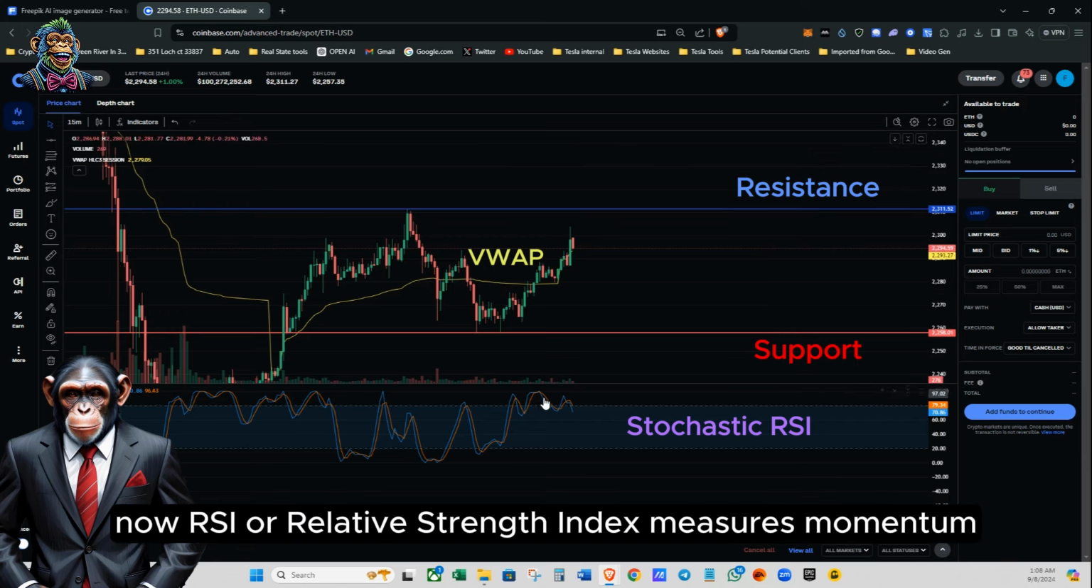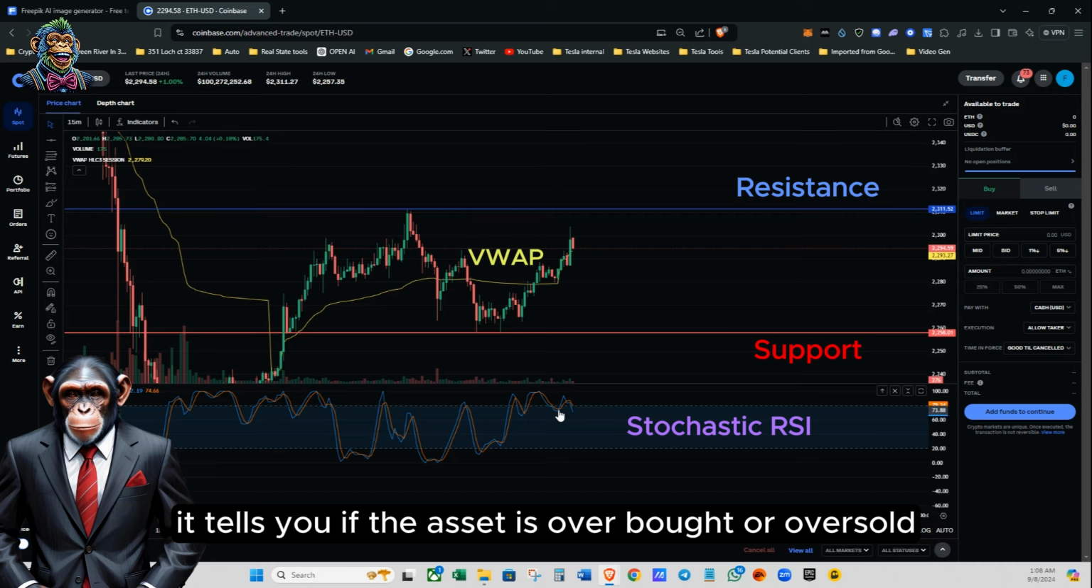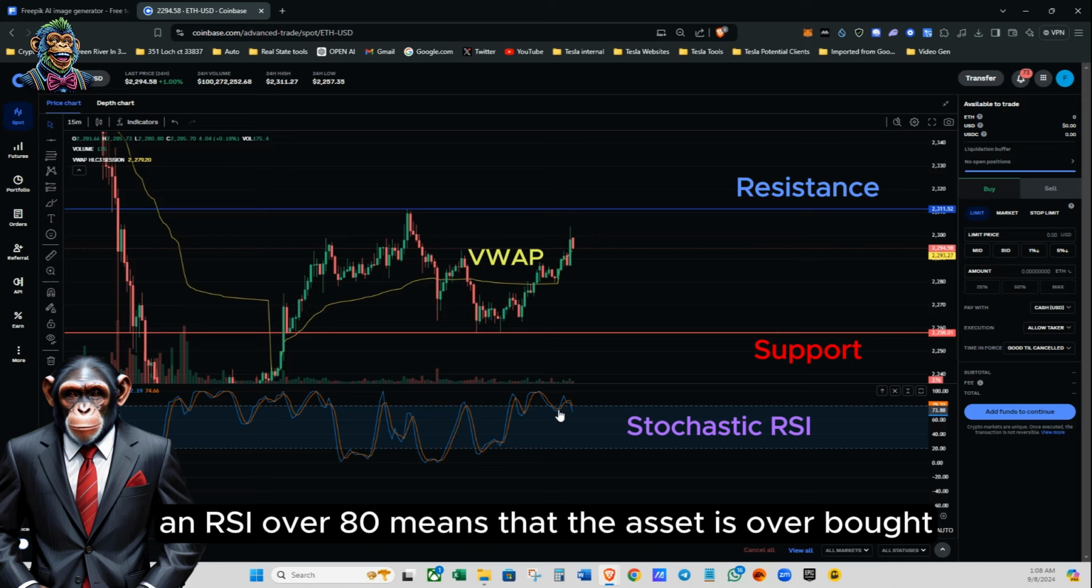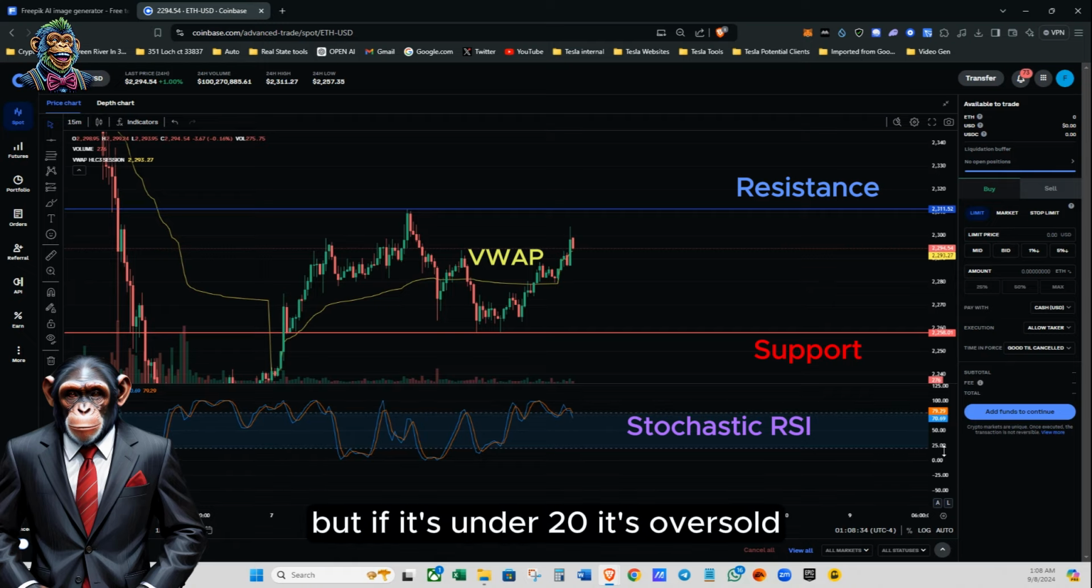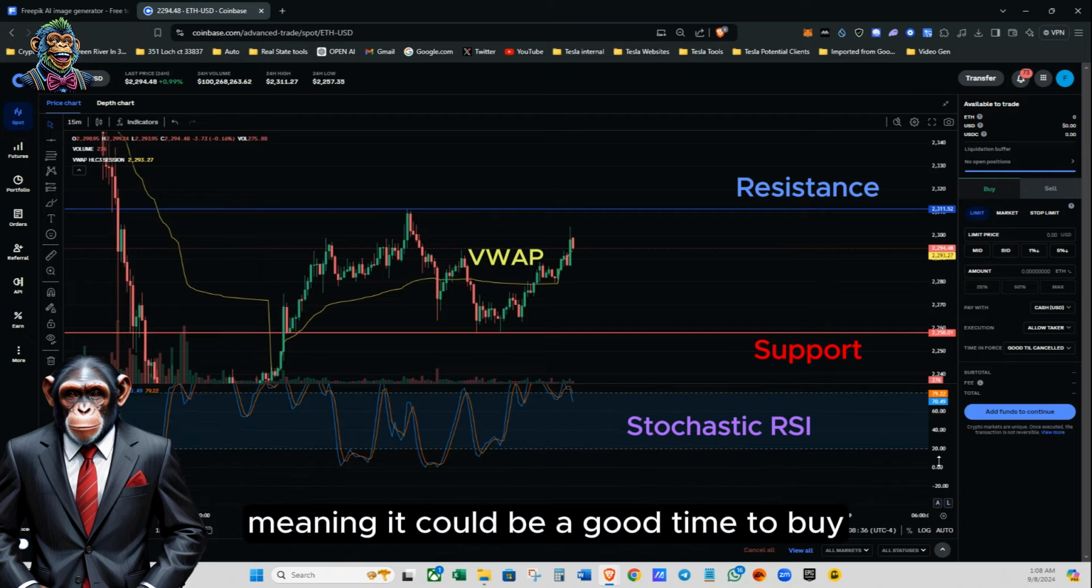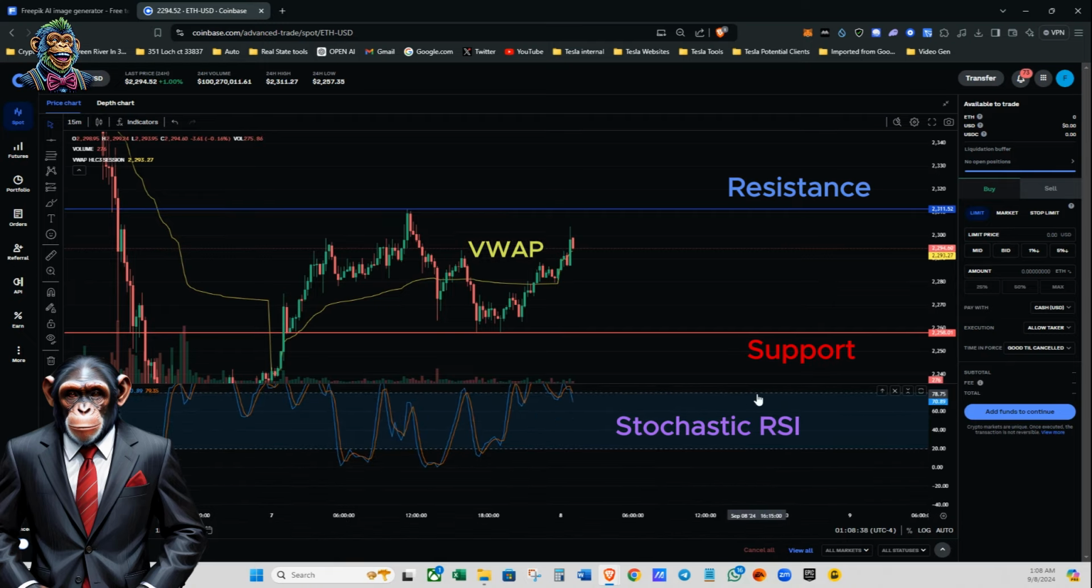Now, RSI, or Relative Strength Index, measures momentum. It tells you if the asset is overbought or oversold. An RSI over 80 means that the asset is overbought and might be due to a price drop. But if it's under 20, it's oversold, meaning it could be a good time to buy.